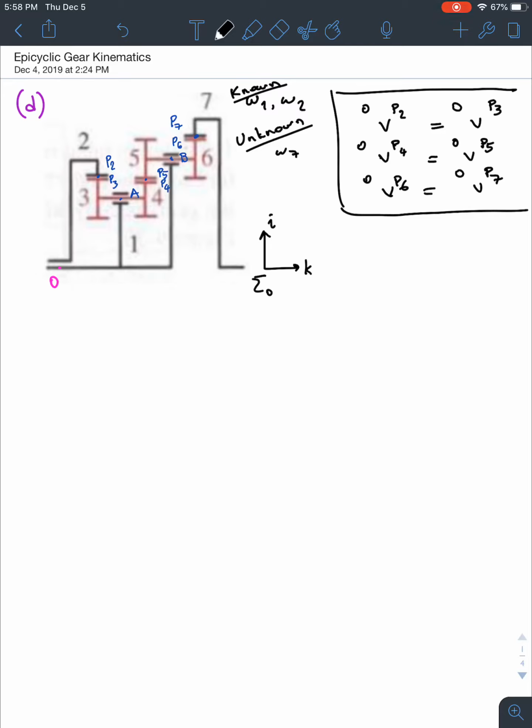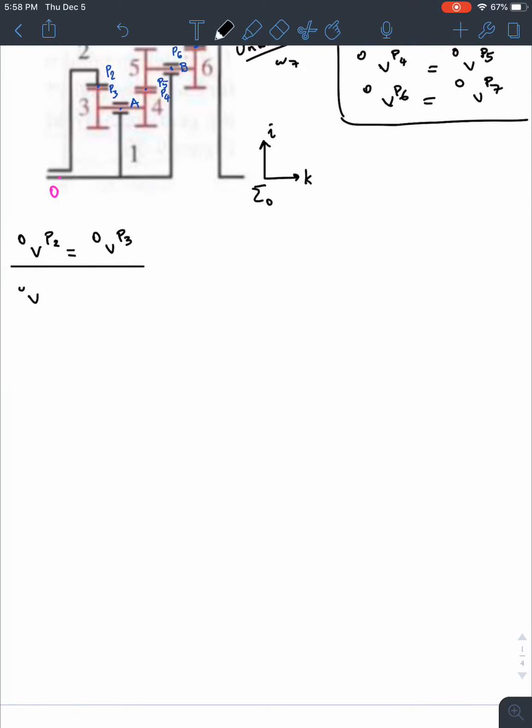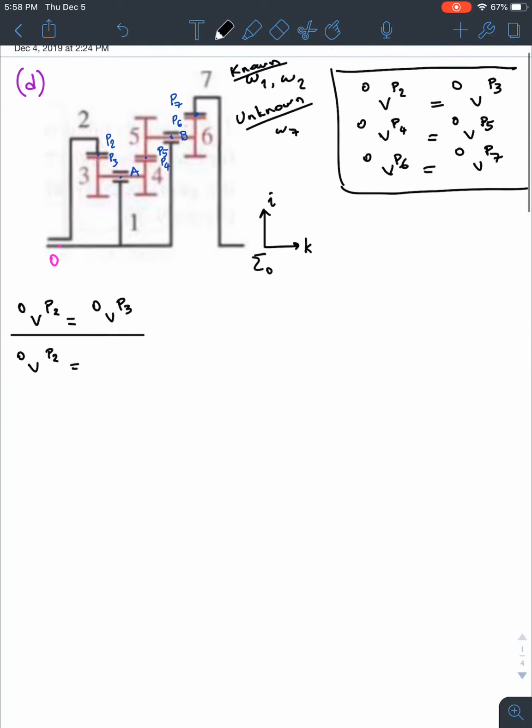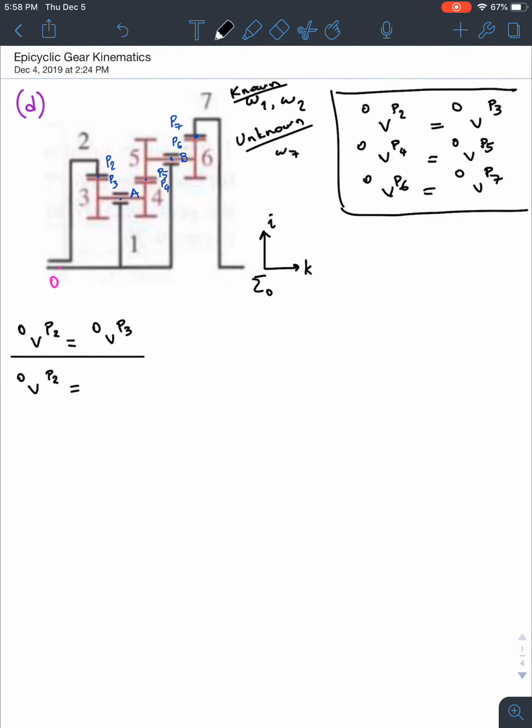So let's match the velocities at points P2 and P3. Okay, let's do that. So velocity of point P2 in 0, how do I compute that? I take a point that's fixed in the Earth. Let's suppose I take point O, and then I draw a vector all the way to P2, yeah? And then I take its derivative.